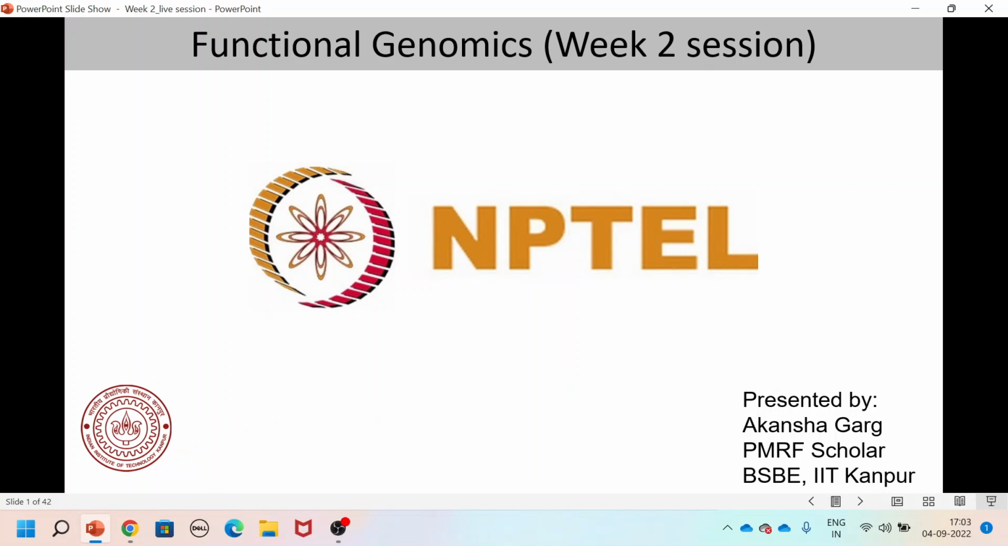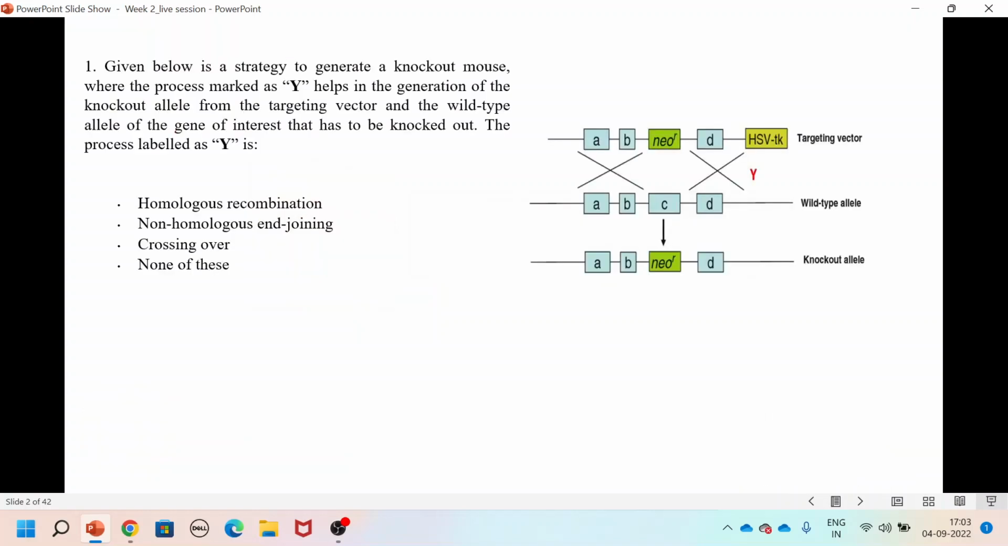Firstly, I would like to give some questions to you based on the discussion which we had previously. The very first question is, given here is a strategy to generate a knockout mice where the process is marked as Y, and this process helps in the generation of the knockout allele from the targeting vector and the wild type allele of the gene of interest that has to be knocked out. So the process labeled as Y here is what? Option A, homologous recombination. Option B, non-homologous end joining. Option C, crossing over. And option D, none of these.